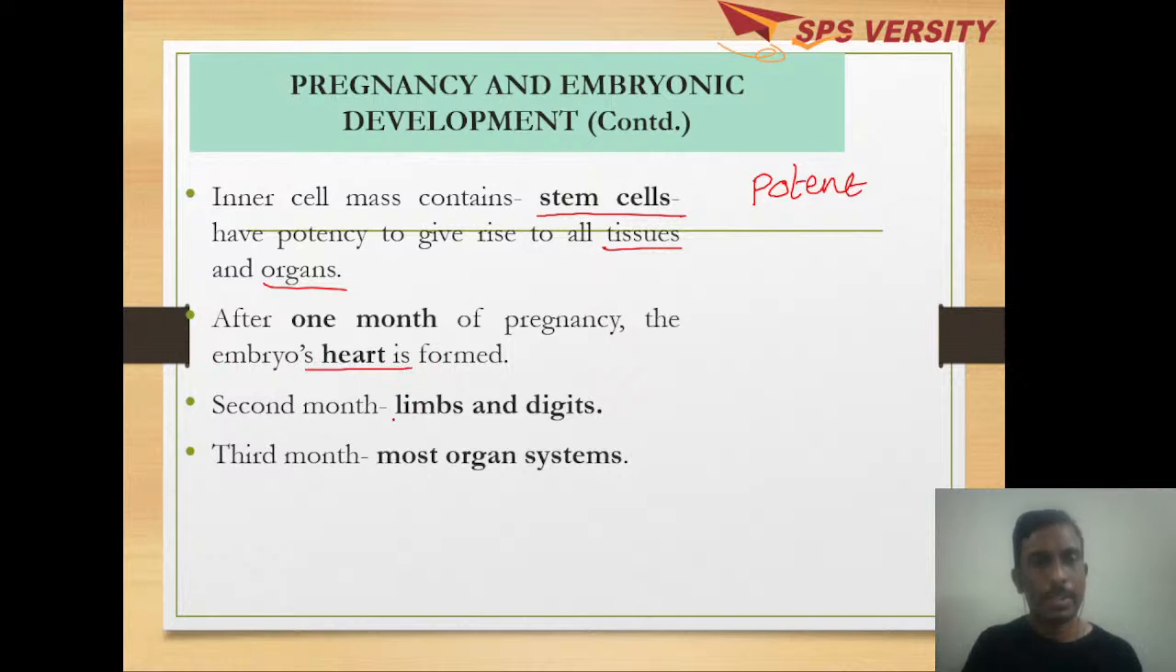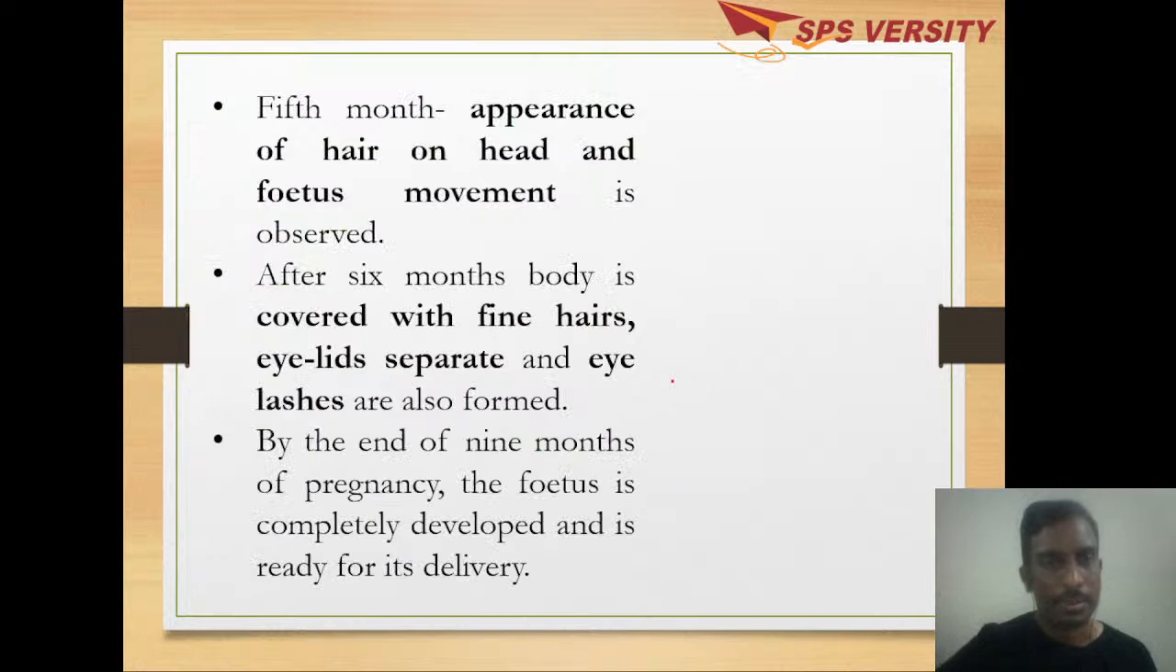In the 2nd month, we can see the formation of limbs and digits, that is the fingers and toes. In the 3rd month, most organs are developed. That is, by the 3rd month, it reaches a shape which is called a fetus. In the 5th month, we can see the appearance of hair on the head, and movement is observed very clearly.